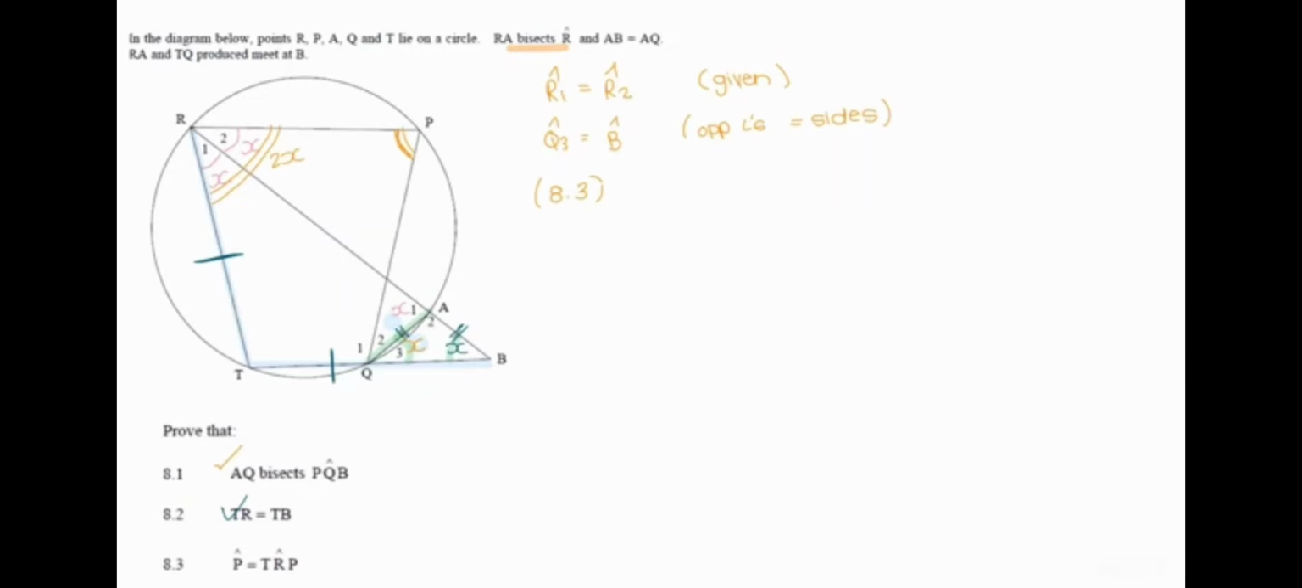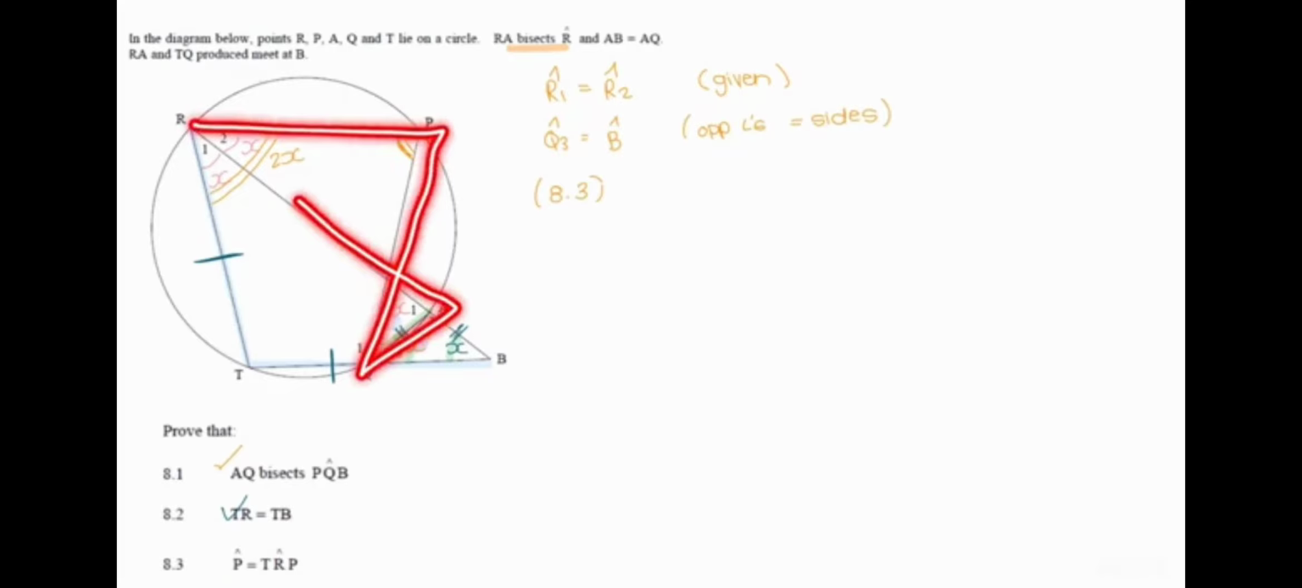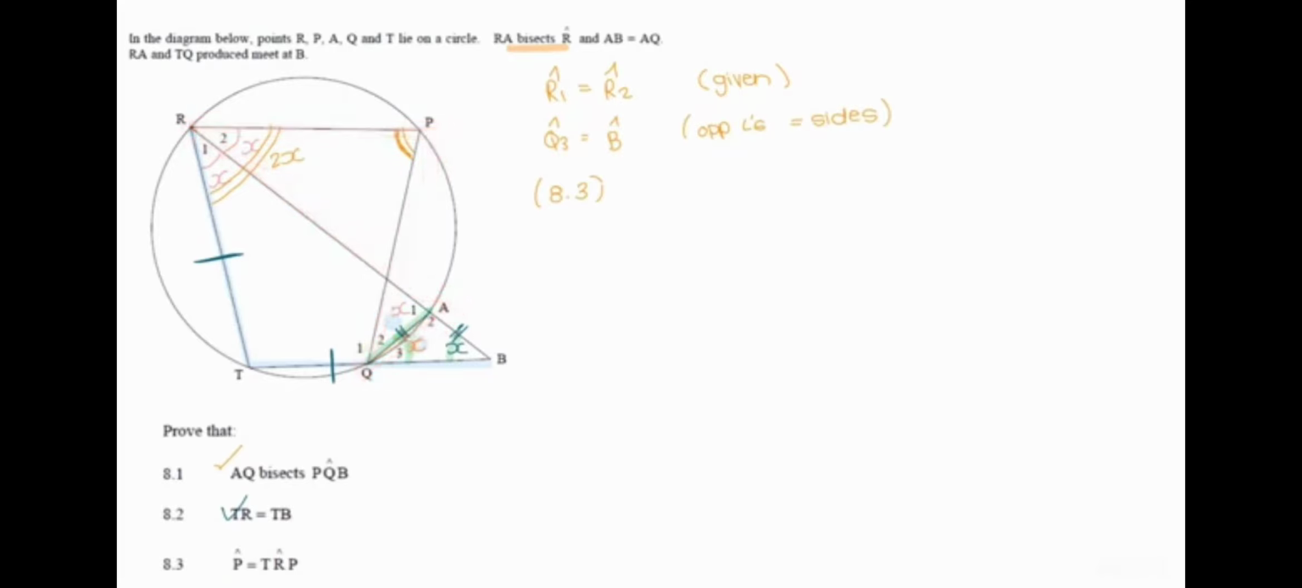Okay, so if we have a look at the diagram, we know that over here we have angles in same segment. So if we can prove that angle A1 is equal to 2x, we can therefore prove that angle A1 is equal to angle P, which would then be 2x. So our requirement is to find out the value of A1.